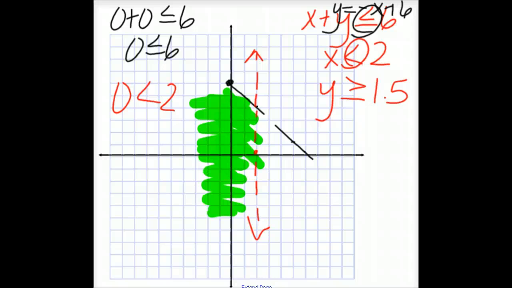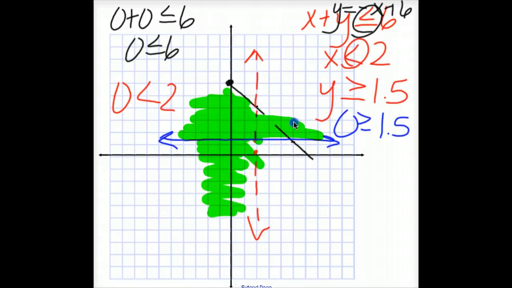Y is greater than or equal to 1.5. 1.5 on my graph is right here. It's a solid line. Put 0 in. Y is not greater than 1.5, so I'm going to shade everything that doesn't include 0. I'm going to shade above my blue line.